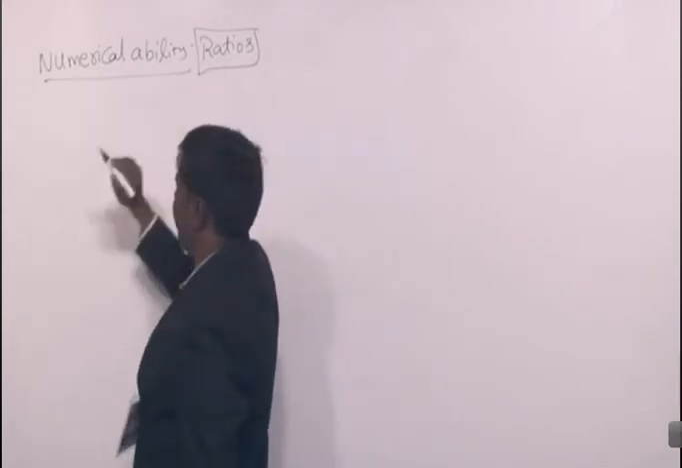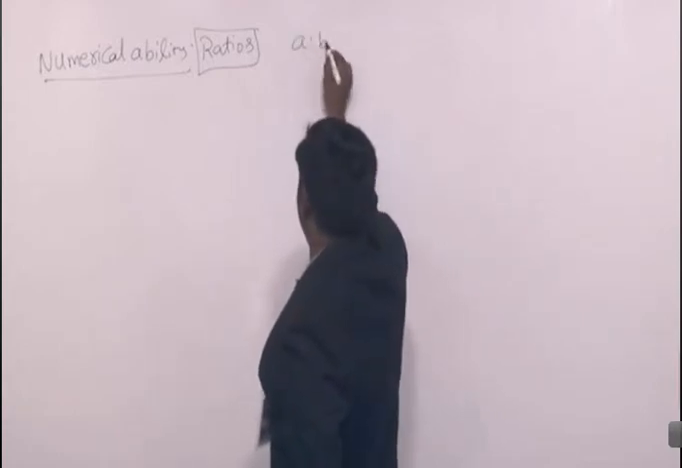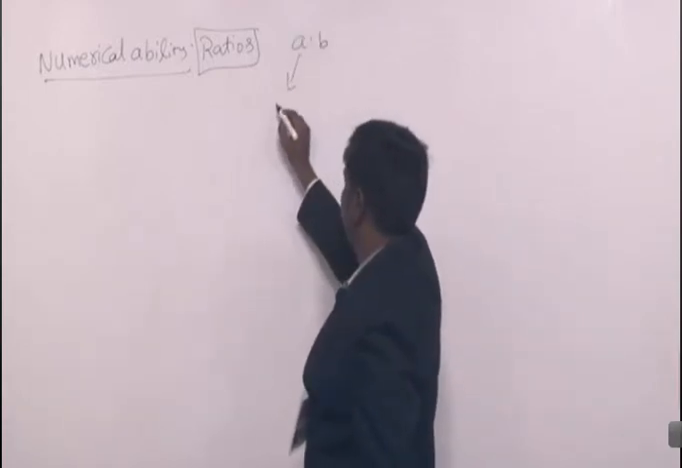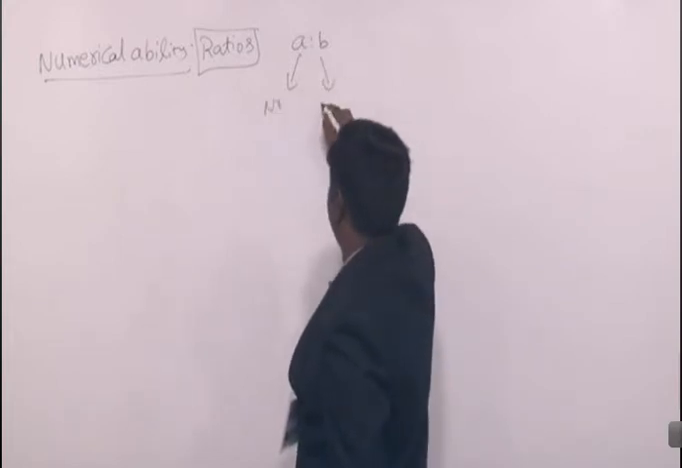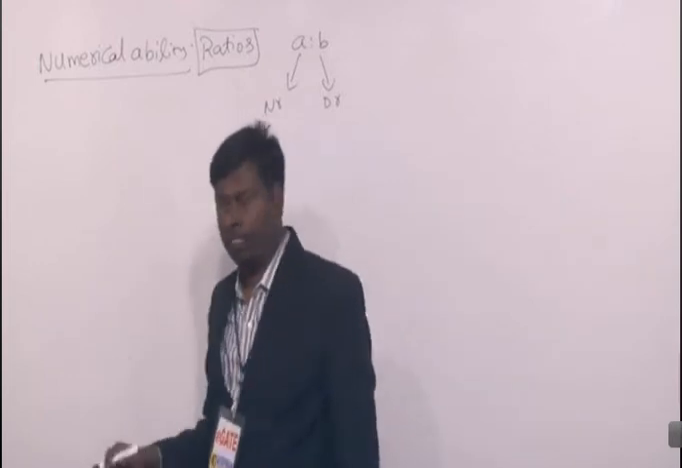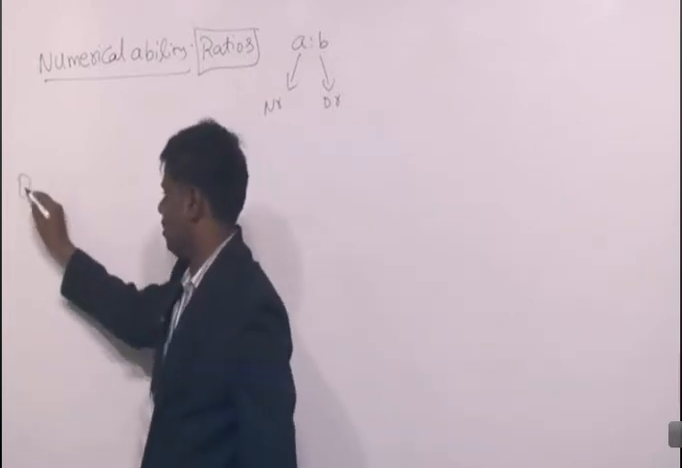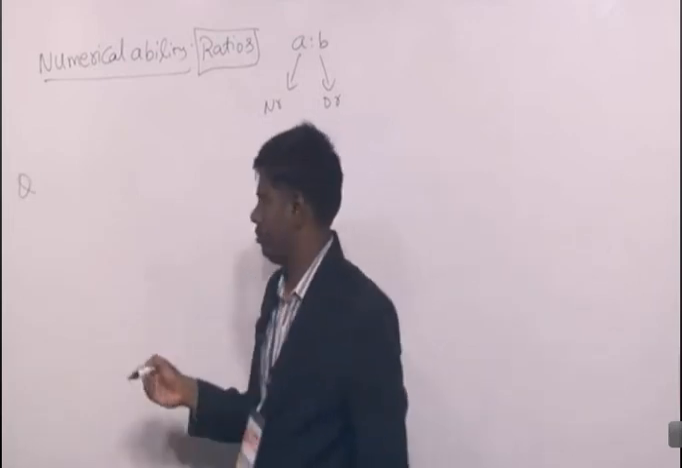Let us understand ratios. Ratio, when you say it is A is to B, when A is numerator and B is denominator. Let us consider some problems and then understand few topics involved in ratios.